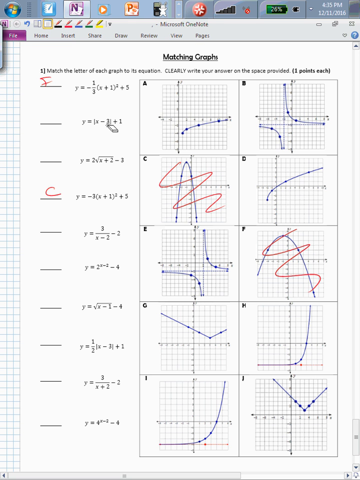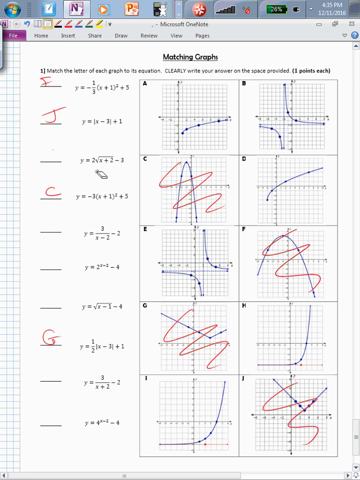Next one, absolute value again. This one has no stretch. This one's got a compression. So up 1 over 2. That looks like that's G. And up 1 over 1. That's J. Oops. Really it is just a process of elimination.